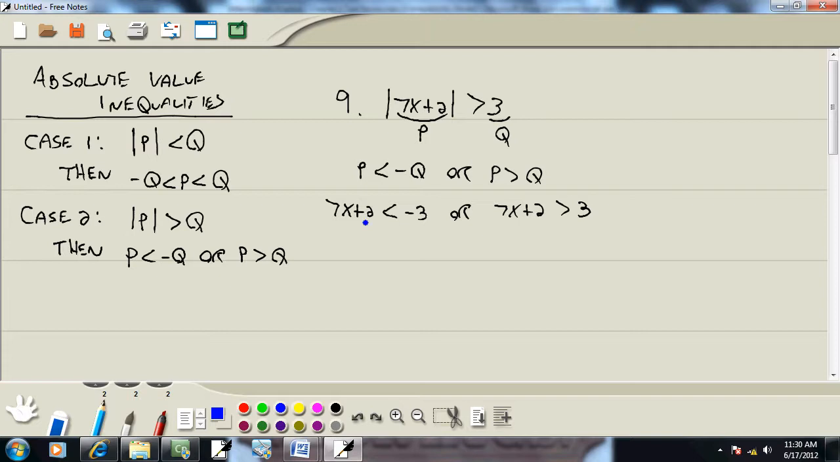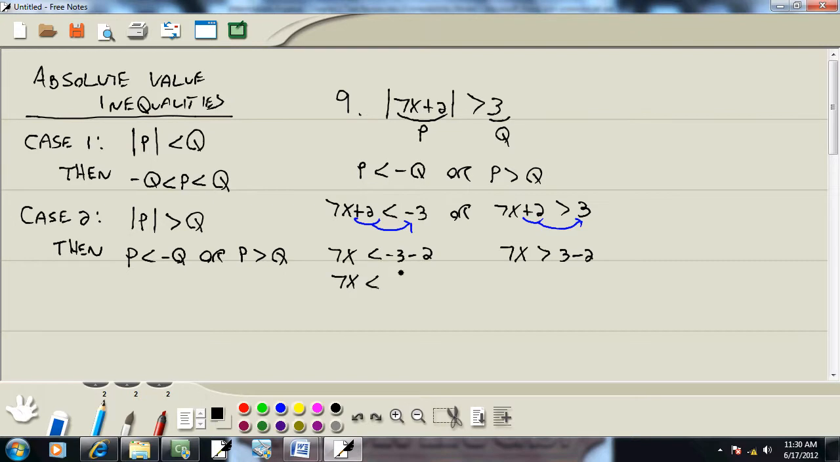Remember our steps for solving a linear inequality. Get rid of parentheses, don't have any. Get rid of fractions, don't have any. Third step, get everything with an x on the left side, numbers on the right side. So I'll take 2 over to the right side here, and take 2 over to the right side here. So we got 7x is less than negative 3 minus 2. And over here, we get 3 minus 2. Take any number across your inequality symbol, the sign changes.